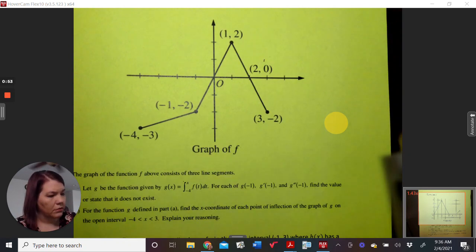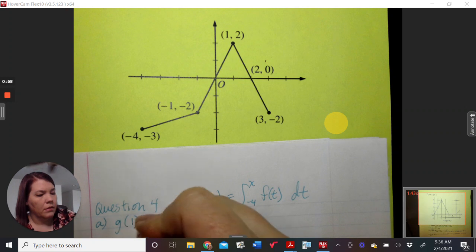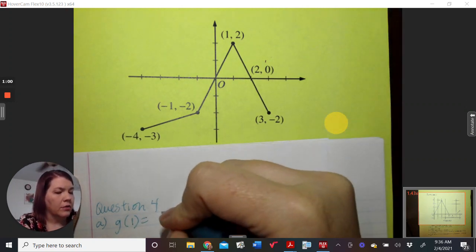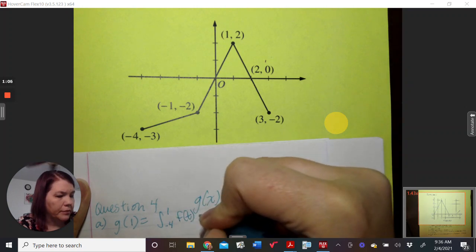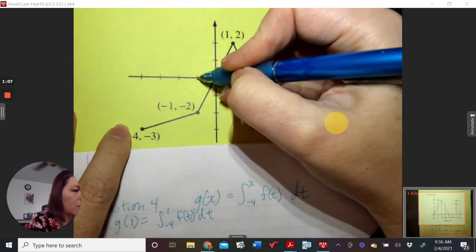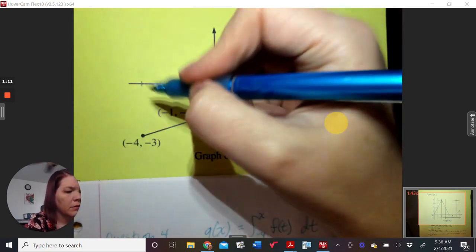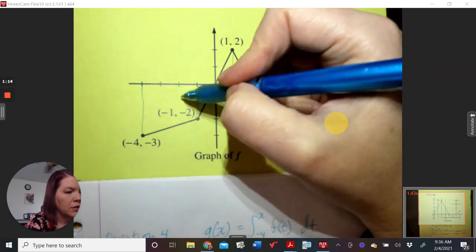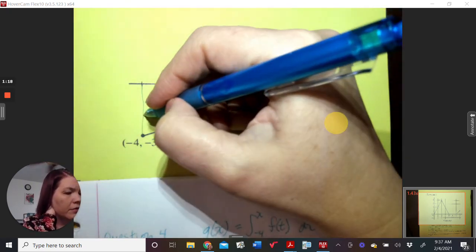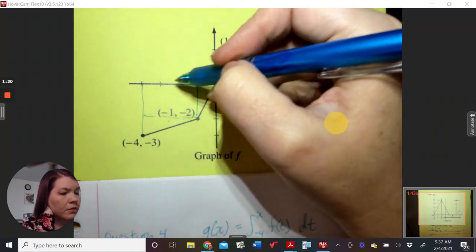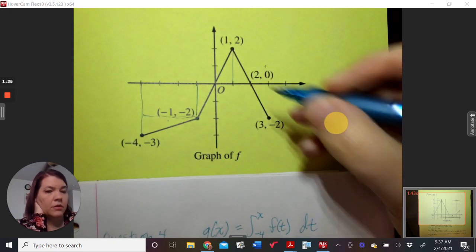G of -1? Yeah. So that's the integral from -4 to 1 of f of t dt. And so those two are going to cancel each other out. So just this area, which will be -6 plus 1.5, so -7.5. It's under the curve.